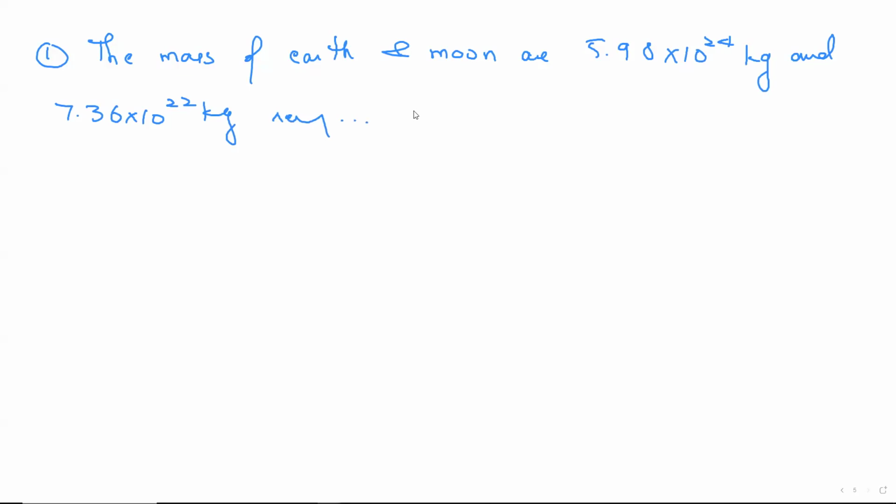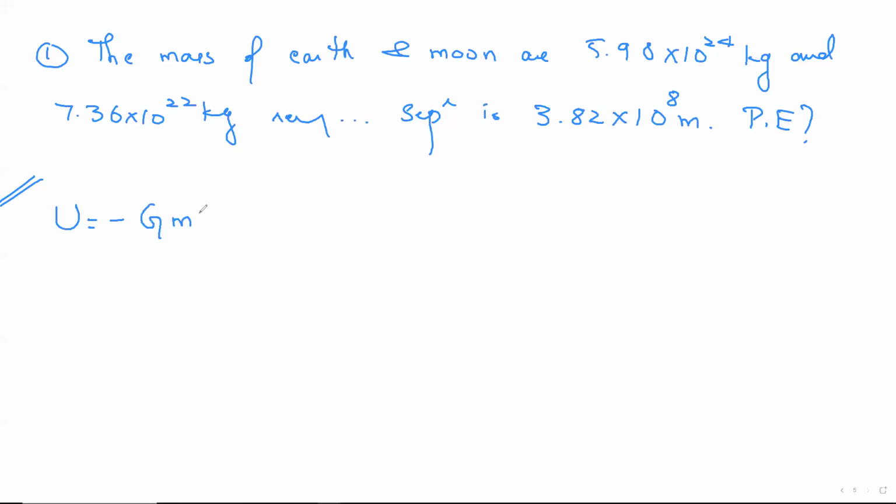Next. Separation between them is basically the distance between them: 3.82 into 10 to the power 8 meters. They're asking what is the gravitational potential energy. That's the question. Gravitational potential energy we derived yesterday. U is equal to minus GMM divided by R, not R square but R. The minus stays as it is. Value of G is given to us.